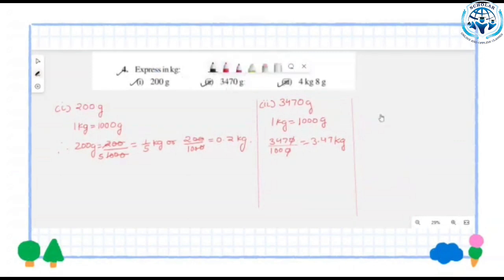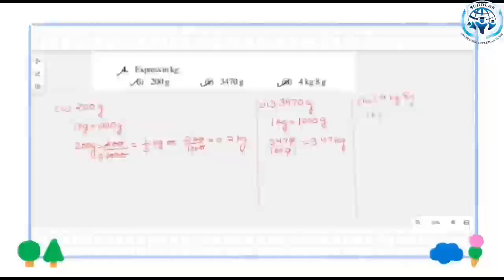Now the last one, 4 kilogram, 8 gram. So converting 8 gram into kilogram, we get 8 upon 1000, 0.008 kilogram. So we will add 0.008 kilogram with 4 kilogram and we get the final answer.